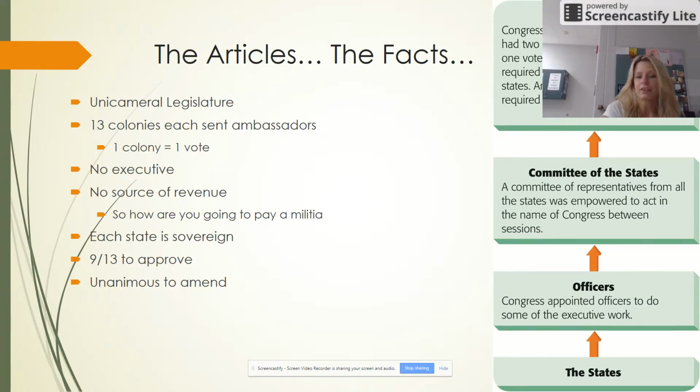Each state is sovereign, so each state considers itself its own nation. If they are going to pass a law, 9 out of the 13 states have to agree. And then if they're going to change it, it has to be unanimous. So everybody has to agree to change it.